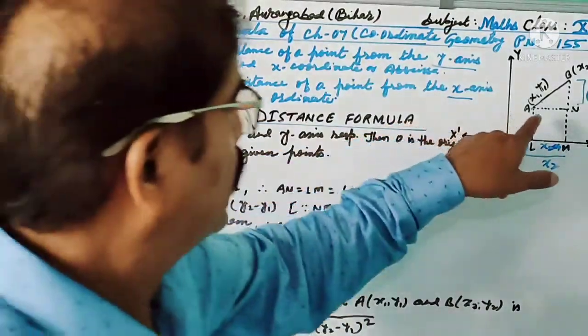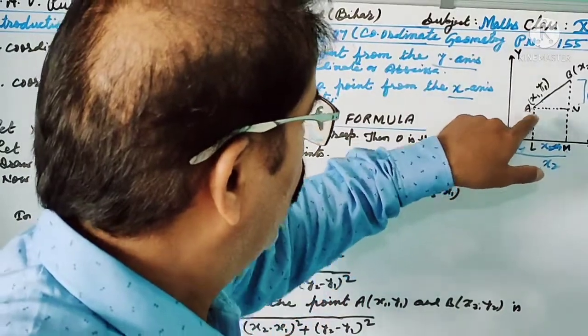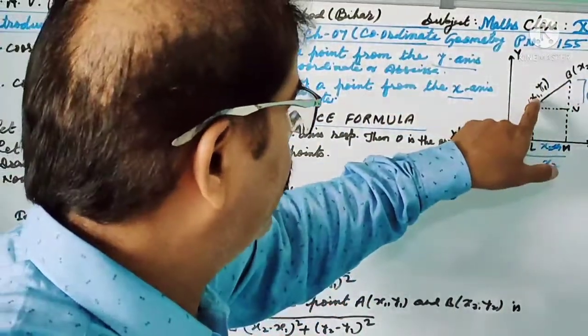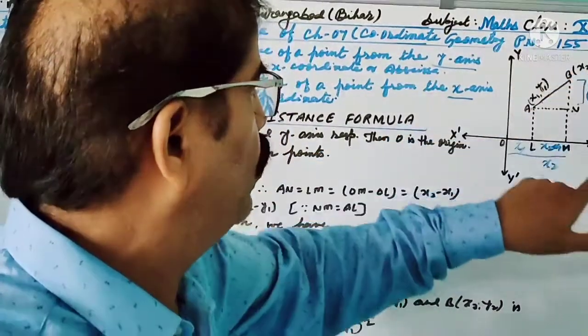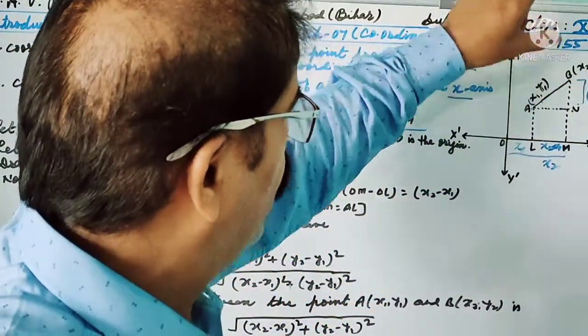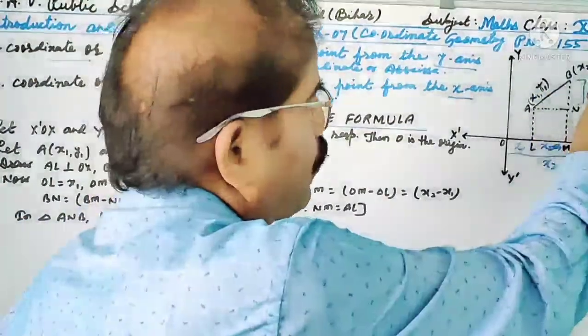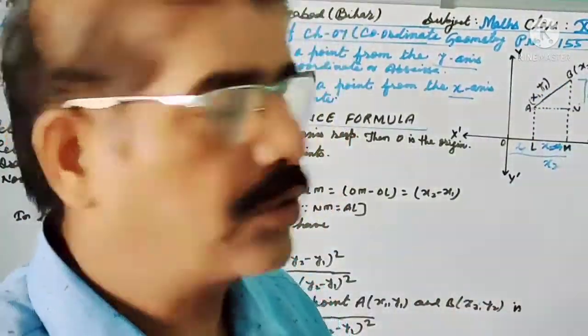So the distance between 2 points in a Cartesian plane whose coordinates are x1, y1 and x2, y2 is AB equal to under root (x2 minus x1) square plus (y2 minus y1) square.